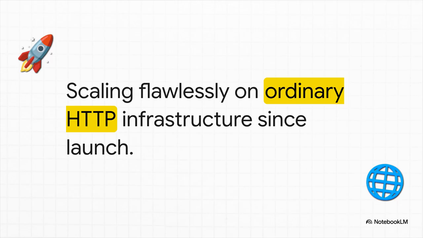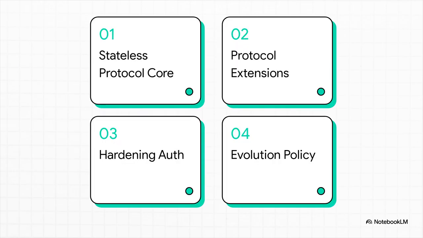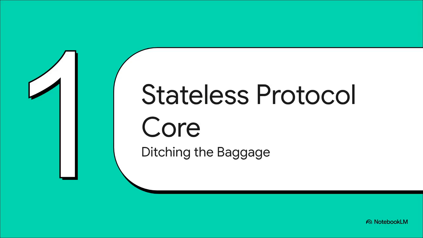It's a fundamental shift. We're moving away from those slightly clunky, experimental early days and stepping right into true enterprise scalability. The entire focus right now is making this protocol hum beautifully on ordinary commodity HTTP infrastructure. Here's our roadmap for today. We'll start with the big revision and the new stateless protocol core. Then we'll hit first-class protocol extensions, talk about how they're hardening auth and schemas, and wrap up with the new evolution and deprecation policy.